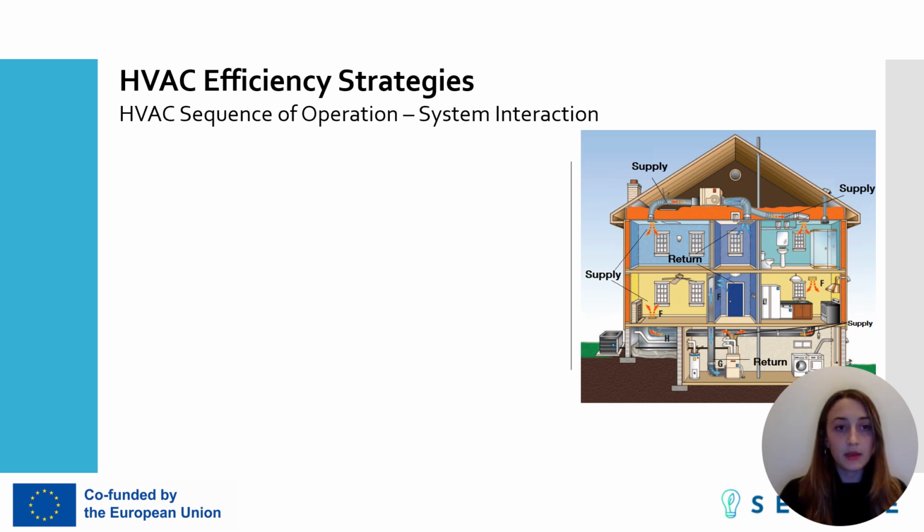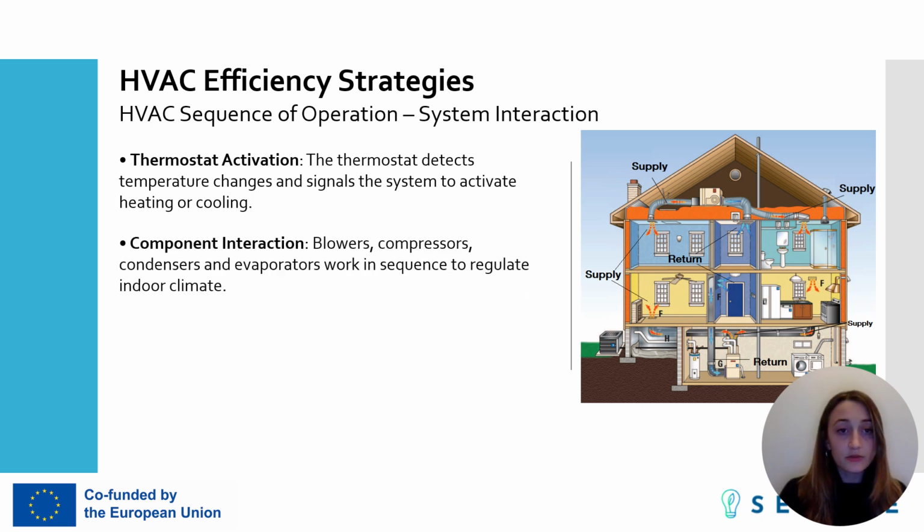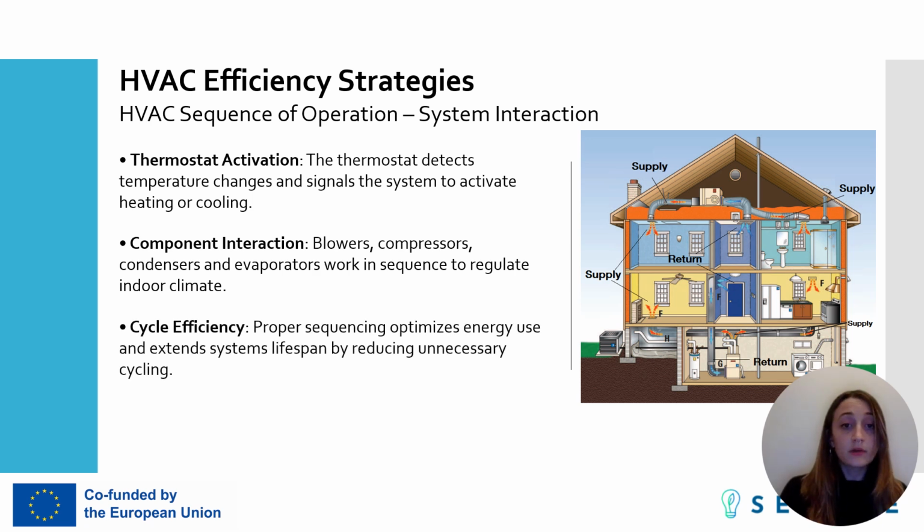Another strategy can be to take care of the sequence of operation because all parts of the system interact. First of all, the thermostat detects temperature changes and signals the system to activate heating or cooling. The component interaction is fundamental. Blowers, compressors, condensers, and evaporators work in sequence to regulate indoor climate. So considering this cycle is important to make it as efficient as possible. Proper sequences optimize energy use and extend system lifespan by reducing unnecessary cycling.